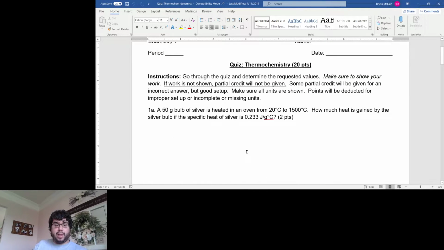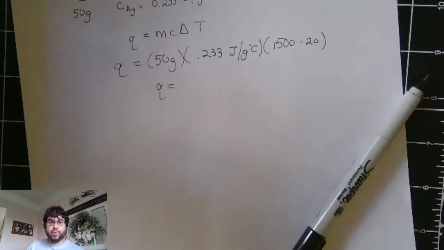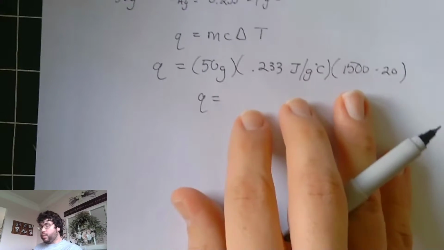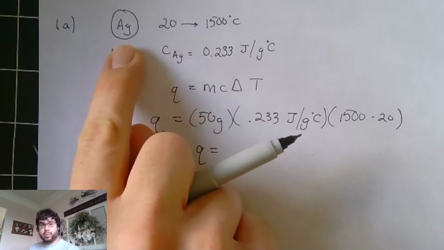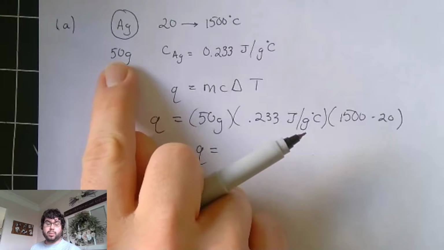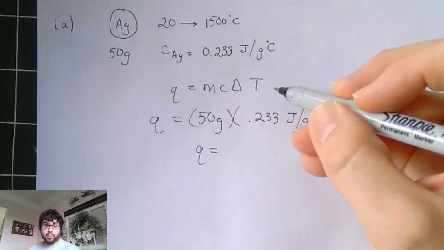So it says a 50-gram bulb of silver is heated in an oven from 20 degrees Celsius to 1500 degrees Celsius. How much heat is gained by the silver bulb if the specific heat of silver is 0.233 joules per gram Celsius? All right, there's my document camera. Let's go ahead and zoom in a bit. Okay. So the question is, if you've got a bulb of silver, a ball of silver, and it's heated up from 20 to 1500 degrees Celsius, and it weighs 50 grams, how much energy is it taking in doing that process? So to answer that question, you'd use Q equals mc delta T.